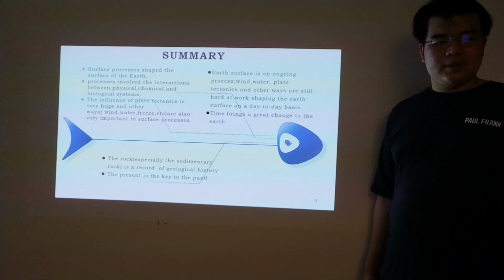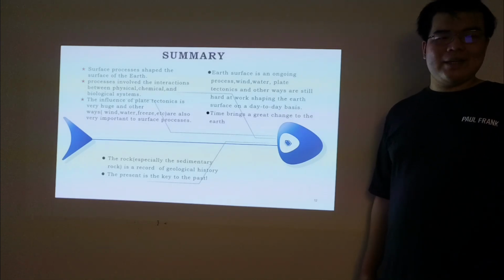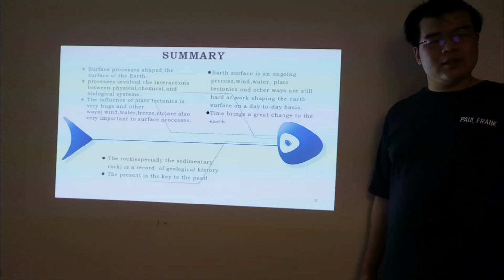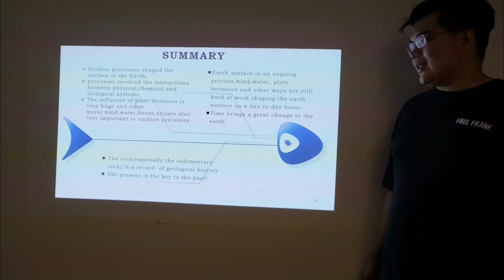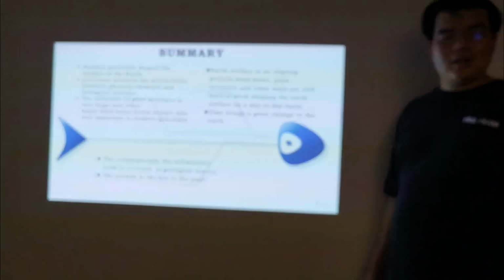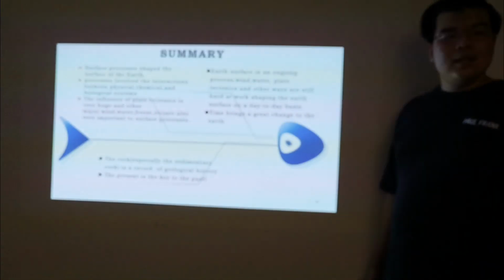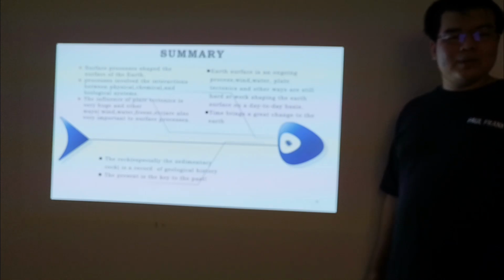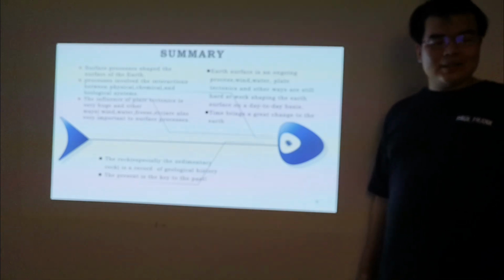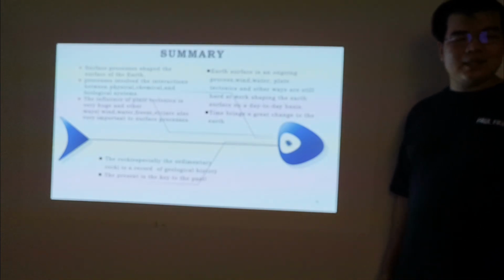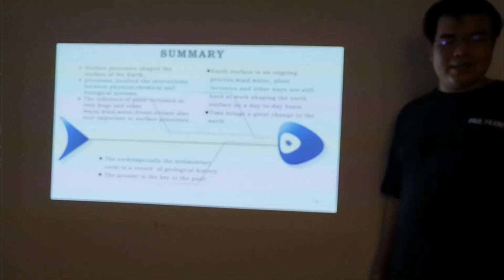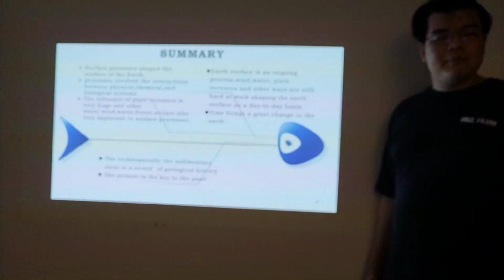Let's sum it up. Surface processes shape the surface of the Earth, involving the interactions between physical, chemical, and biological systems. The rock, especially the sedimentary rock, is a record of geological history. The present is the key to the past. Earth's surface is an ongoing process. Wind, water, plate tectonics, and other factors are still continuously shaping the surface of our planet on a day-to-day basis. Among all, plate tectonics is the most influential factor. Time brings great change to the Earth.